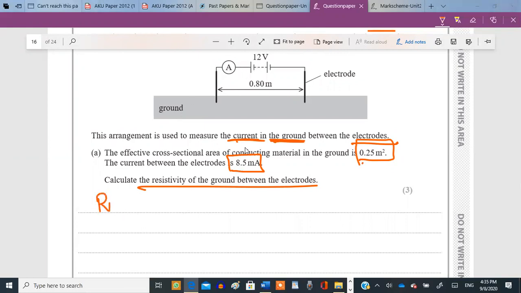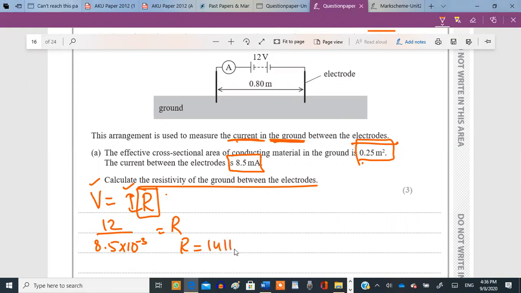What's the formula for resistance using Ohm's law? V equals IR, right? We can use it to calculate the resistance because voltage and current are given to us. So voltage is 12 upon current is 8.5 raised to the power of minus 3. The resistance turns out to be 12 upon 8.5 raised to the power of minus 3, which is 1411.76 ohms. Now you have the resistance.